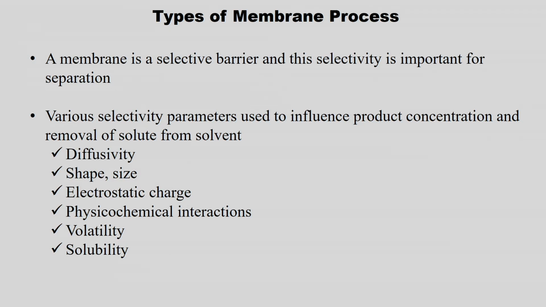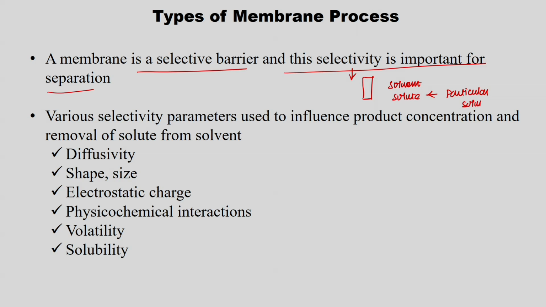And types of membrane process. As we discussed a few slides before, the membrane is a selective barrier and this selectivity is important for separation. That means whether my membrane allows the solvent or solute, or among the solutes a particular solute, alright. So, based on this selectivity we divide the membrane processes, and the various selectivity parameters are used to influence the product concentration and removal of the solute from the solvent.